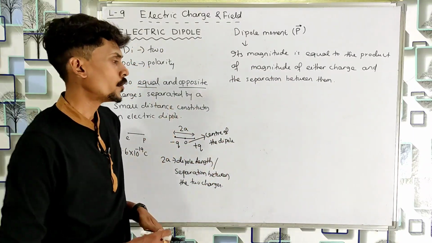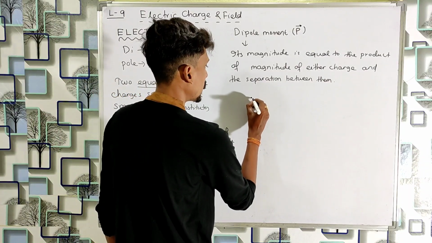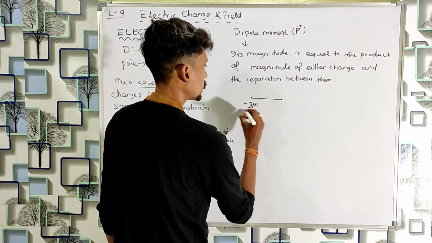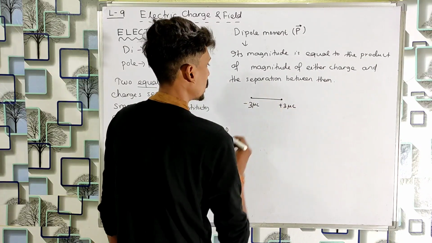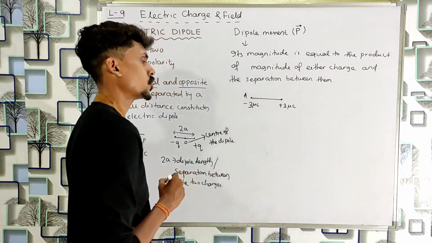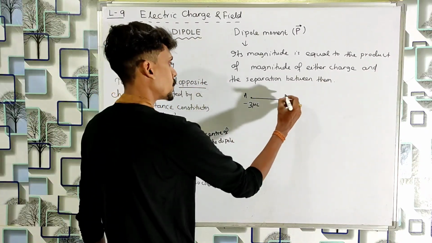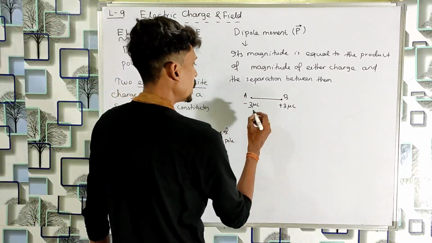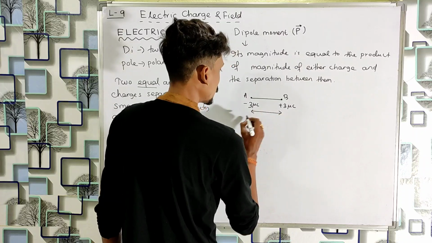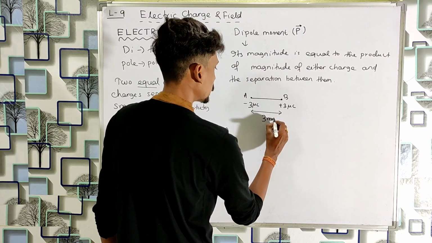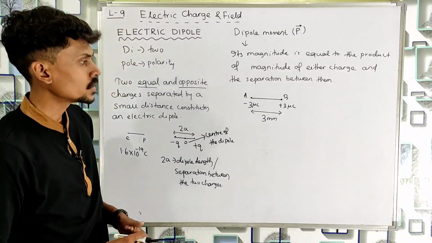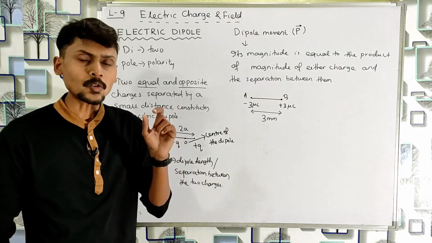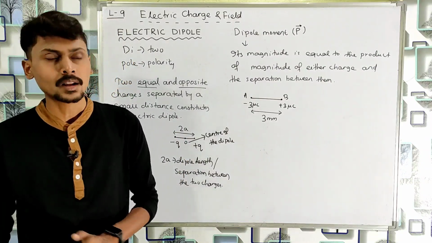For example, suppose I have an electric dipole having charges -3 microcoulomb and +3 microcoulomb. At point A, I have a charge -3 microcoulomb, and at point B, I have a charge +3 microcoulomb. Let us assume that the distance between the two charges is 3 millimeter. Then how to find the magnitude of the dipole moment of this dipole?